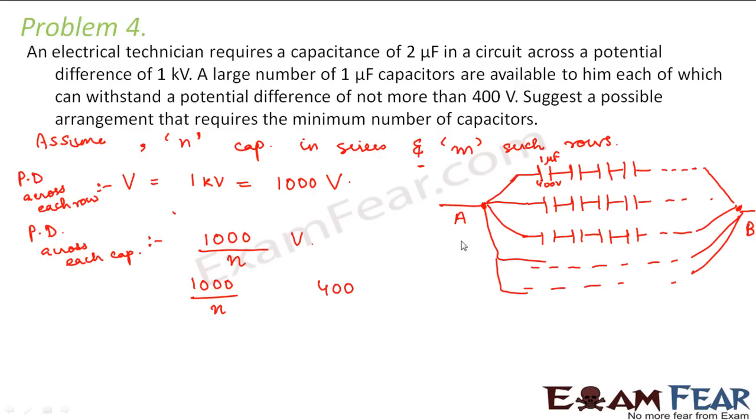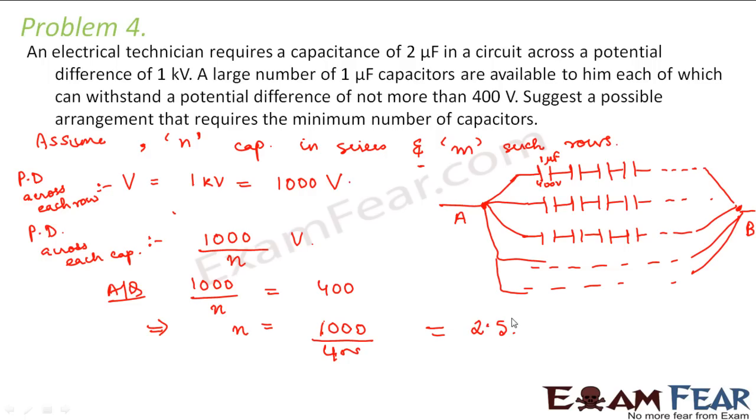And as per our assumption, the potential across each capacitor should be 1000 by N. So we can equate these two. As per the problem, 1000 by N, that is the potential across each capacitor, can be maximum 400. It cannot be greater than 400. Therefore, the value of N comes out to be 1000 divided by 400, which is 2.5.